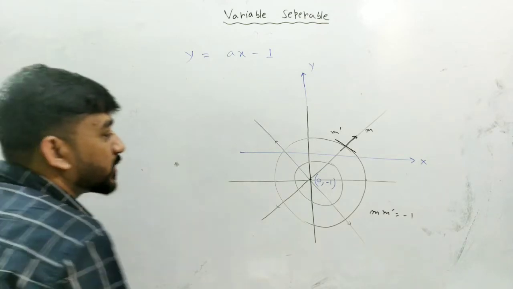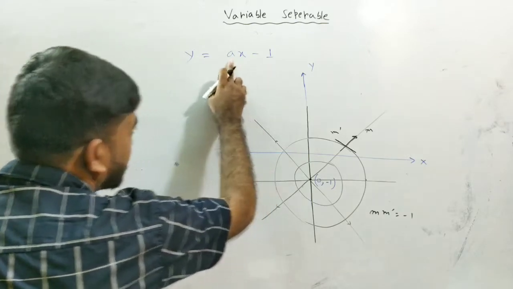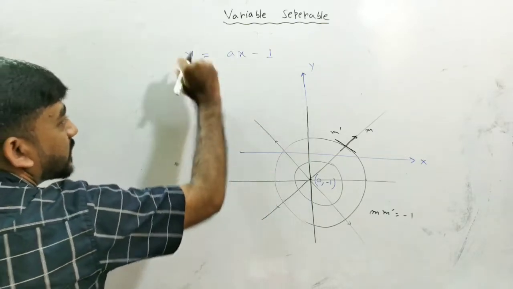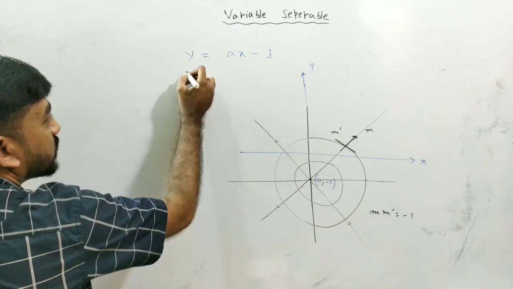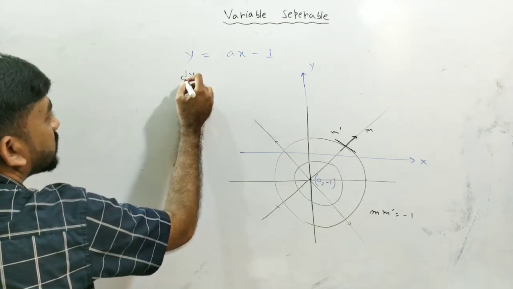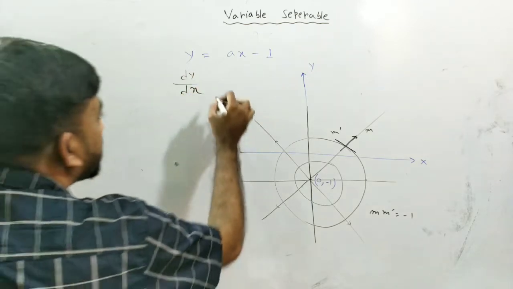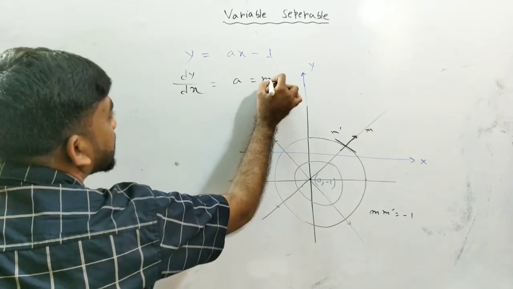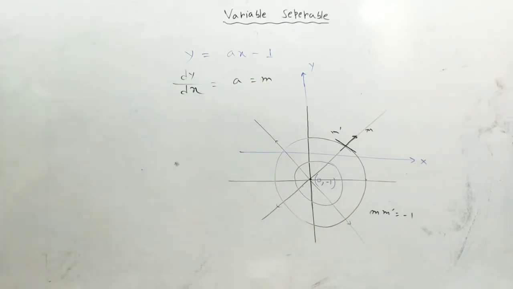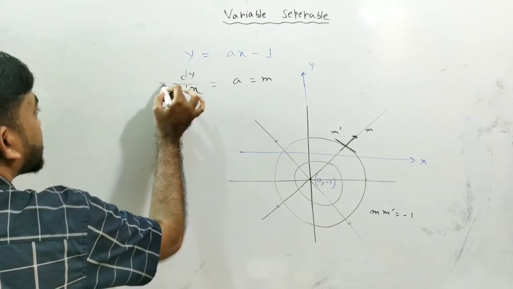So how can you find out m first? Here m is a because this is a straight line, but in general, how can you find out the a? You have to differentiate this function. So it will be dy by dx. If you find dy by dx, it will be just a, and this is nothing but m. dy by dx is m.